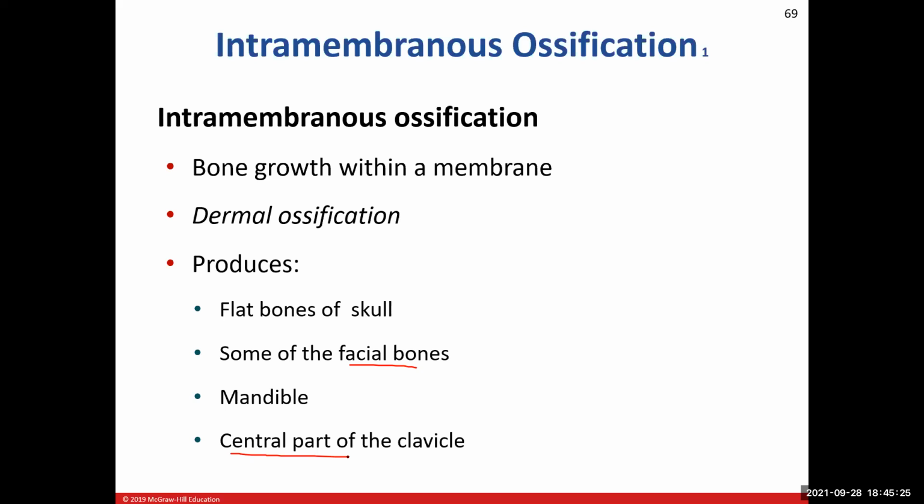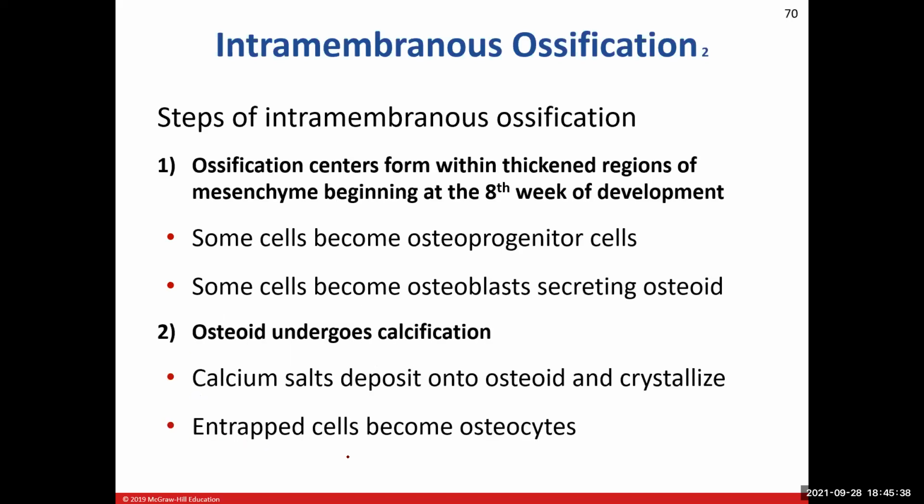Okay, but you want to know where this type of ossification occurs. So in your cranial bones, the flat bones of your skull, some of the facial bones, your jaw, your mandible, and then the central part of the clavicle. So let's go back to story time. I'm going to walk you through, there's only 4 steps for intramembranous ossification. I'm going to do one step, show you a picture, then advance on to the second step, show you a picture of that.